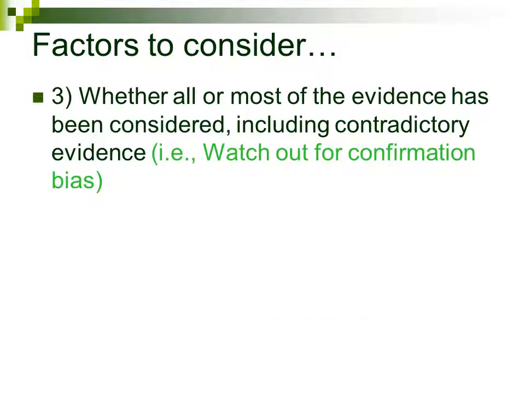The third factor to consider is whether all or most of the evidence has been considered. So you want to make sure that someone isn't only selectively presenting evidence that supports their theory and ignoring contradictory evidence. You want to watch out for confirmation bias. You want to make sure that you're being presented with all evidence so you can determine whether the claim is actually supported, or, like I said, if someone's just feeding you evidence that supports the claim and is ignoring or not presenting you with the relevant contradictory evidence.